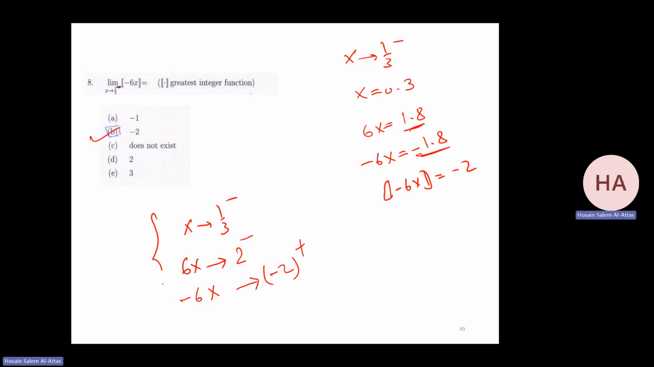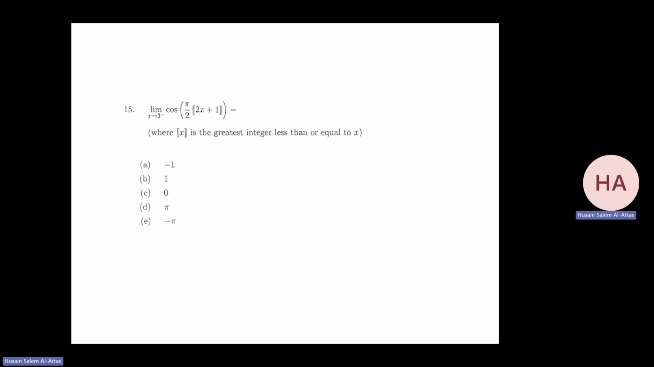Let me explain this again. If x goes to 1 over 3 from the left, multiply by 6, it will be less than 2, something less than 2. Now multiply by minus, this 2 will be minus 2, but it will also go to the other side, because it will be minus 1.8. If you notice, this is minus 2, and minus 1.8 will be here. So it will be minus 2, but from the right of minus 2, not the left. Multiplying by minus changes left and right. So the answer is minus 2.